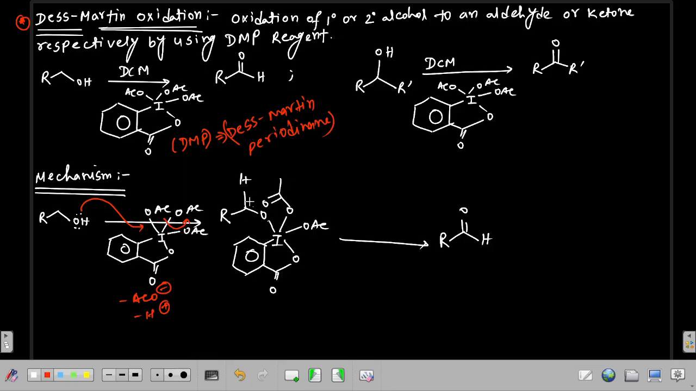Next step will be this oxygen-CO bond will break and abstract this proton, and this bond will break, and this bond will break simultaneously, so it will form this aldehyde. The same mechanism will follow in the case of a 2 degree alcohol, which will form this ketone.